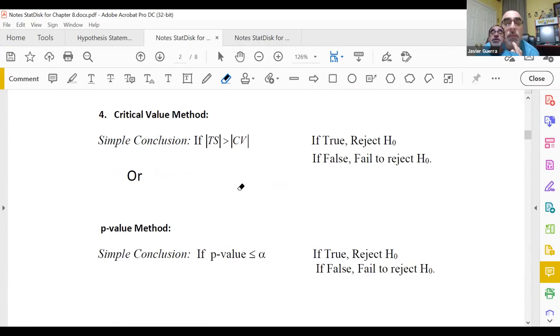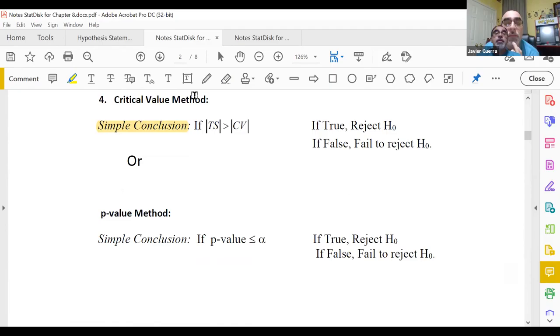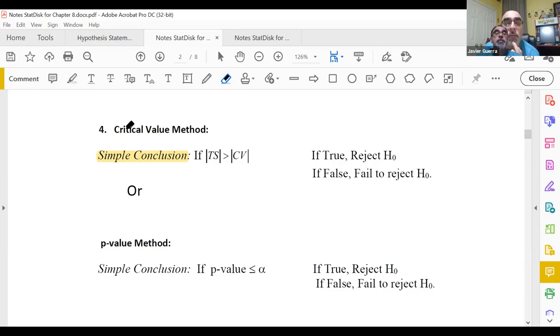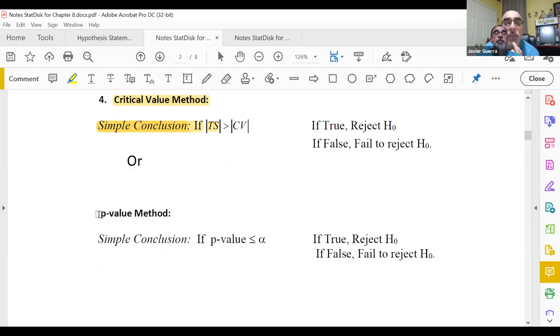There are 2 options that you all can take. You can do the, looking for a comment. You can do simple conclusion, or I'm sorry. You can do, I'm trying to erase the same thing. Why doesn't it let me do it? Okay, I'm trying to highlight it. All right, critical value or p-value? Let me do that. Am I sharing it? I am sharing it, right?